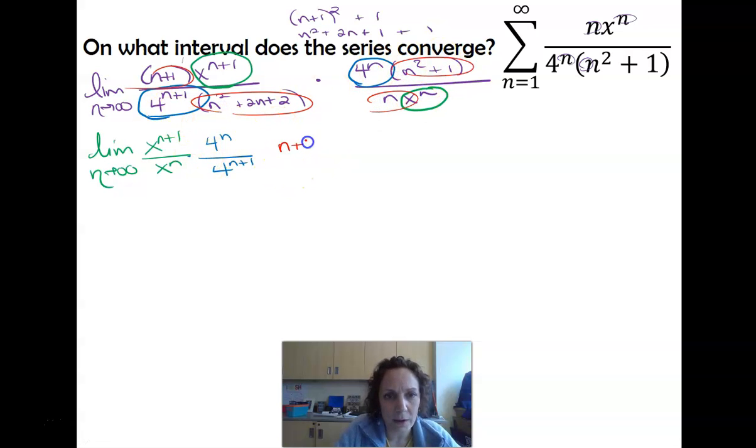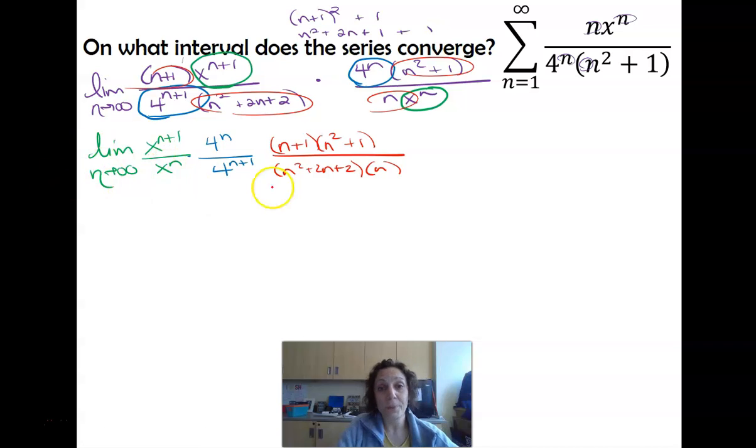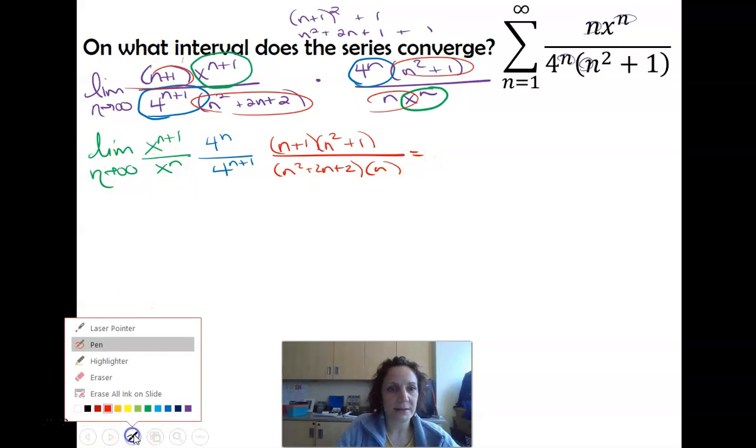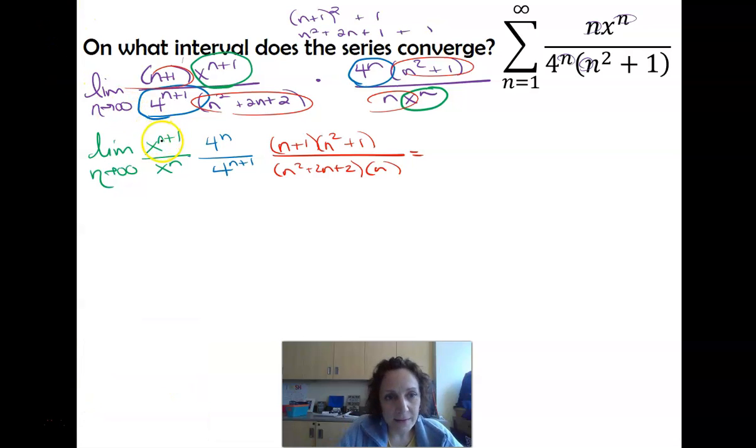I have an n plus 1 times an n squared plus 1 in the numerator. In the denominator, I have n squared plus 2n plus 2 times n. This is going to simplify down quite nicely. Again, x to the n plus 1 can be written as x to the n times x to the 1. Your x to the n's cancel, and you're just left with an x. Likewise, 4 to the n plus 1 is 4 to the n times 4 to the 1. The 4 to the n's cancel, and you're left with a 4 in the denominator.